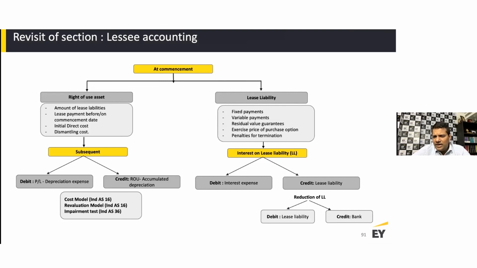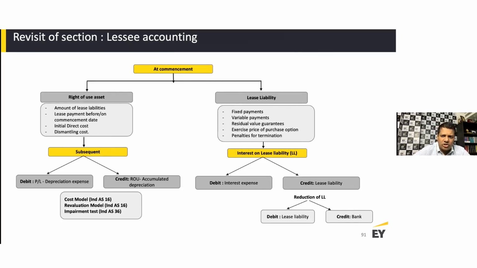From a lease liability perspective, you consider the fixed payment, the in-substance fixed payment, any variability linked to an index or a rate, any residual value guarantee, the exercise price, and all of that. If there are penalties for termination, you need to consider that in the determination of your lease liability. Now, the termination penalty, remember, you will only consider if you believe that there is going to be a termination; otherwise you don't.